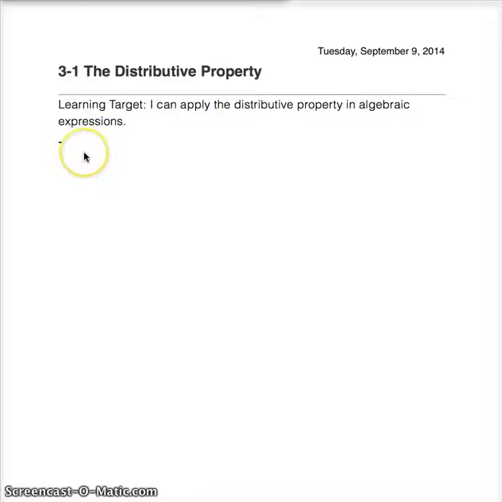Okay, so today you can follow along in your book. We're on page 98, and you'll just need your book and a pencil to go ahead and fill out these notes. So go ahead and pause the video now if you need to go get those things.